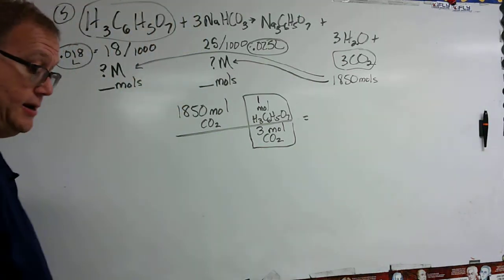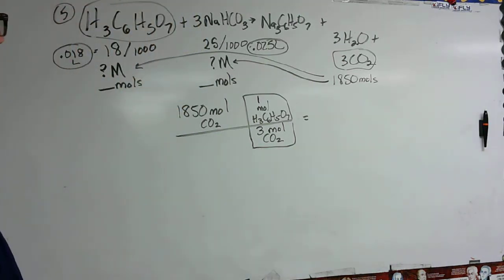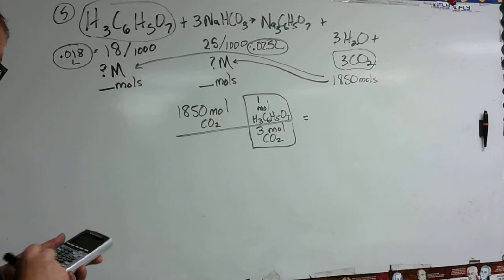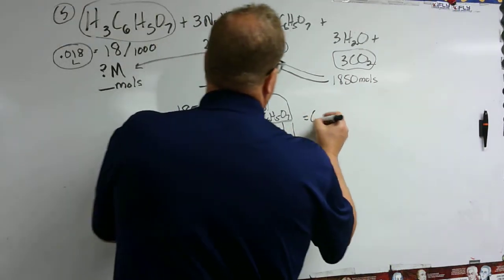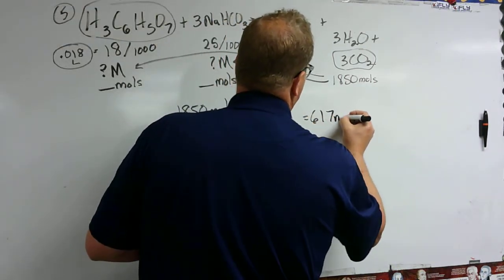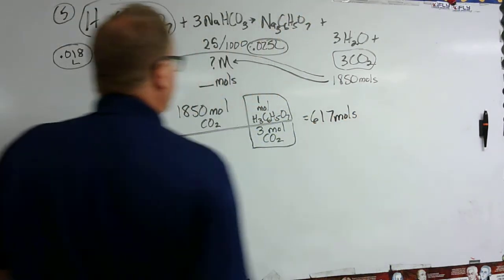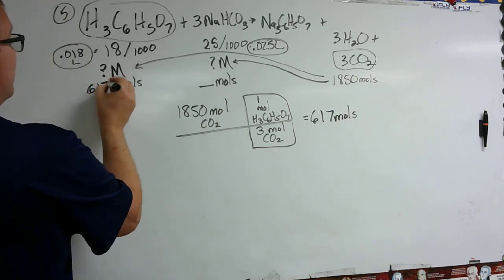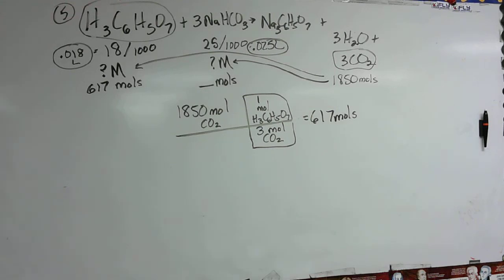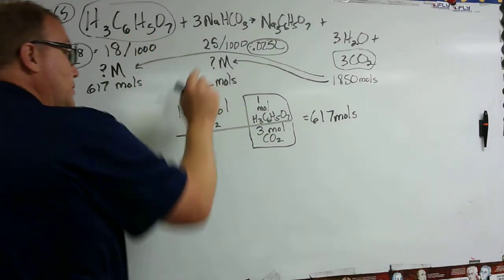And we're going to divide 1,850 by 3. And we have 617 moles, which is quite a bit. We'll put our 617 here. Now we got our number here. Now we have to get our number here.